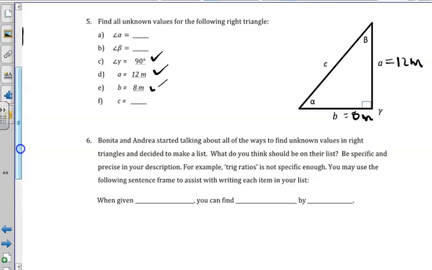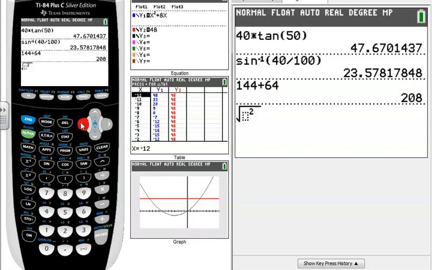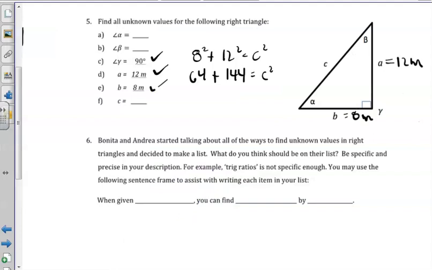So now that we filled in all the information, we are asked to find the other missing values. We can use Pythagorean theorem to find c, and we can do 8 squared plus 12 squared equals c squared. 8 squared is 64 plus 144 equals c squared, and we can do that math together. 144 plus 64, and then we need the square root of that answer. I get approximately 14.4. So I can see here that my hypotenuse is approximately 14.4 meters. So we've now found little c.